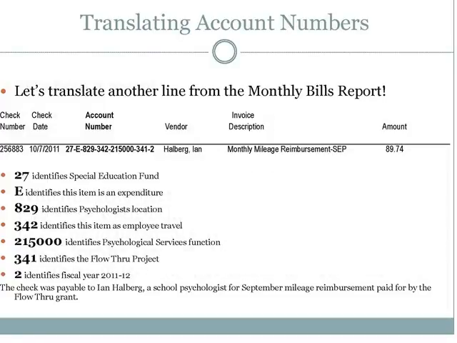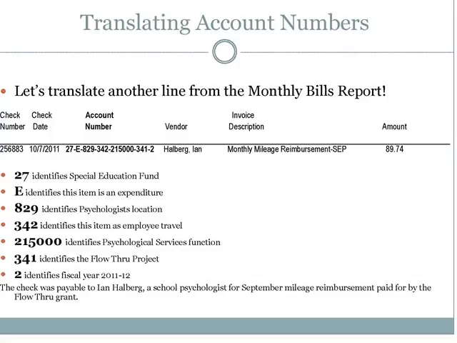Now let's translate another line from the monthly bills report and see how we can do with this account number. The 27 indicates it is a special education fund activity. The E identifies this item as an expenditure. The 829 is a locally defined number, identifying this as the psychologist location.